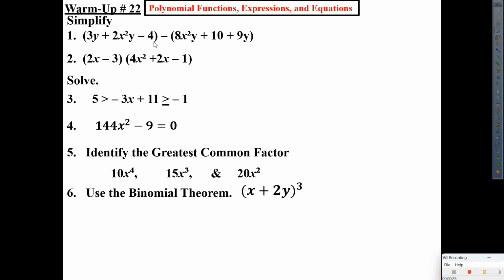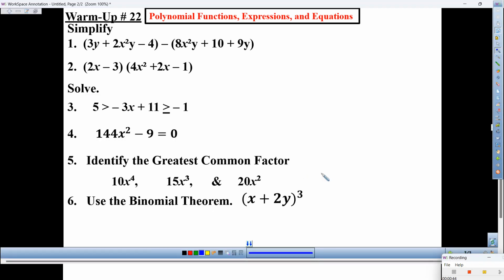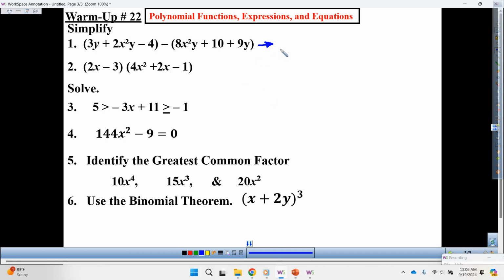Before Joseph gives me an answer for number one, tell your neighbor what you got for number one. Share with your neighbor. All right, hook it up, Joseph. What'd you get? Negative 6x squared y, minus 6y, minus 14. Hands, have you got that? That is correct.